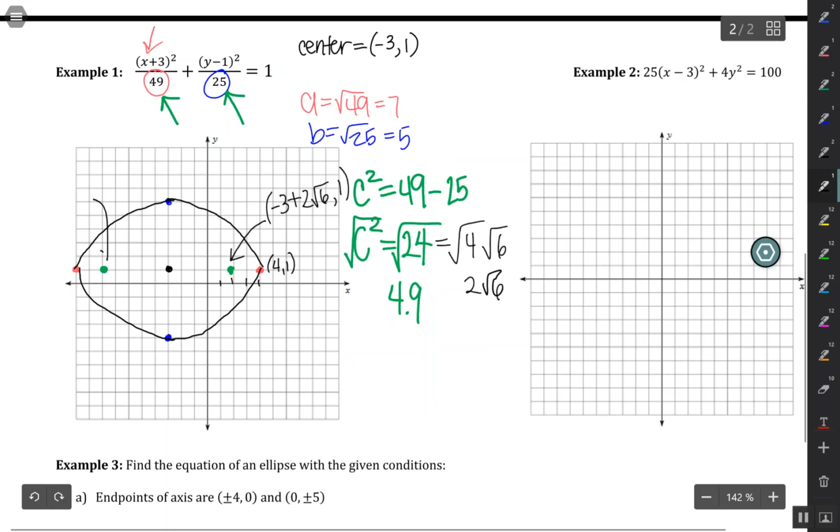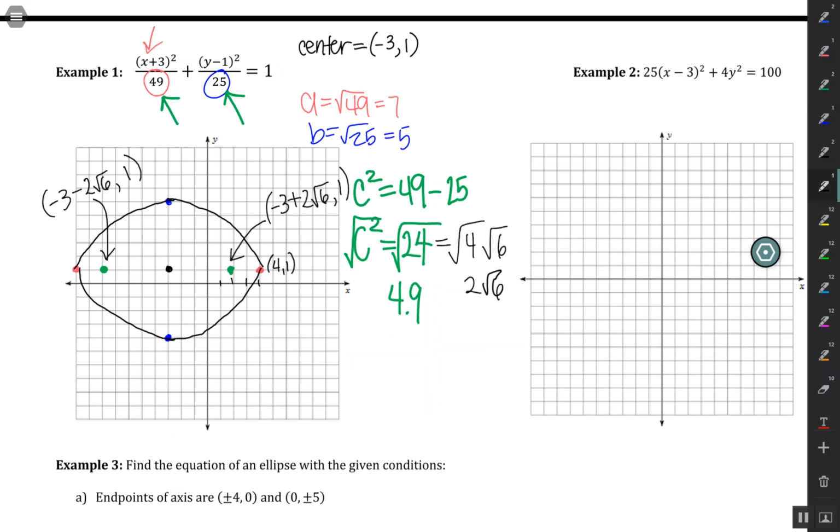This one is negative 3 minus 2 square root of 6, comma 1. All right, you have to give the exact coordinates at certain points.